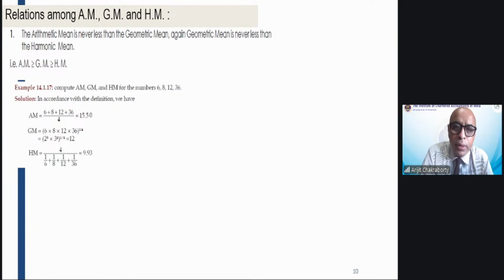And in case of harmonic mean, we first write the number of variables given. Here we have 4 variables, 6, 8, 12 and 36, 4 values. So n equal to 4, we write 4 in the numerator. In the denominator, you can see we are just adding the reciprocal of these 4 numbers. So in the denominator, you have 1 by 6 plus 1 by 8 plus 1 by 12 plus 1 by 36, which is nothing but the reciprocal of the given 4 numbers.